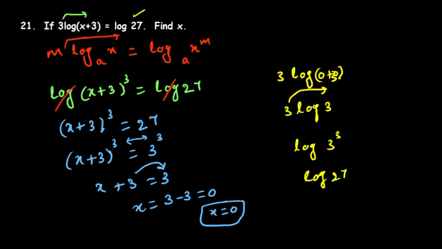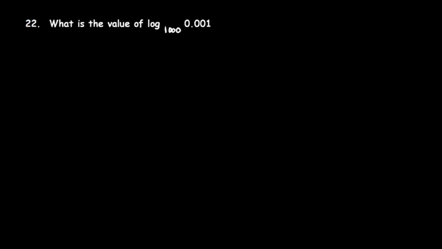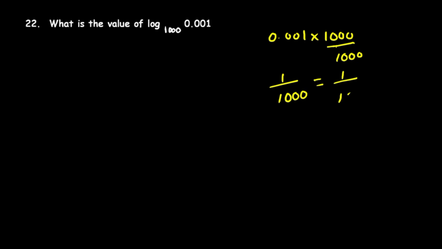Okay, next question is, what is the value of log 0.001 base 1000? Okay, so this 0.001, to remove its decimal point we should multiply by 1000, okay? So we get now 1 divided by 1000. Okay, this 1 divided by 1000 we write 1 by 10 cube, correct? That means it is 10 to the power of minus 3.